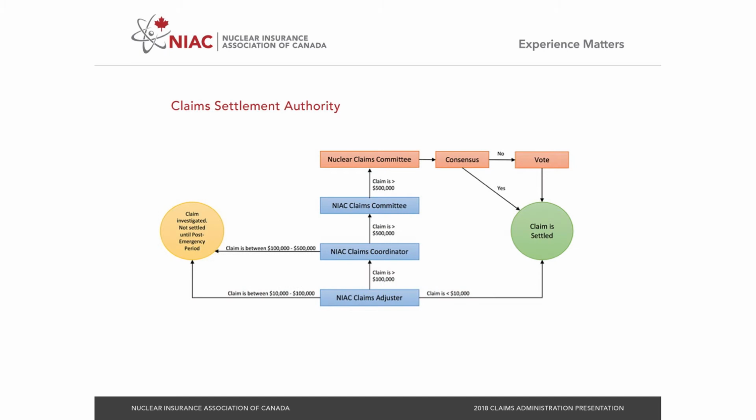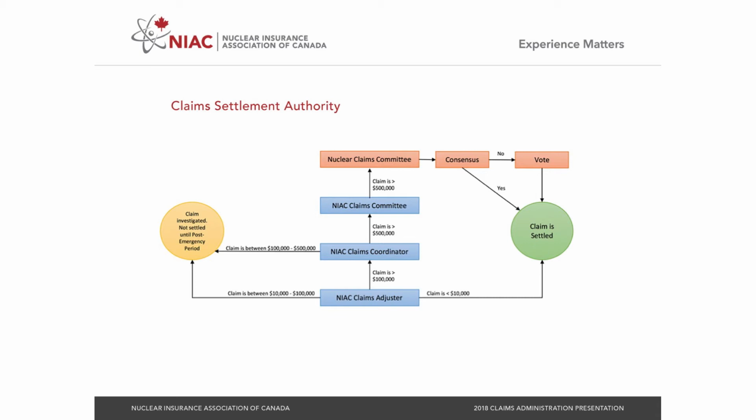This is our claims settlement authority. As you can see, it's pretty traditional, where we've assigned a limit to our adjusters. It will be escalated to our claims coordinator and escalated to the NIAC Claims Committee. Over here, in an emergency situation phase, if we're presented with an extremely large claim that's going to take time to investigate, time to settle, we're going to parking lot that during the evacuation phase and settle that when we reach the recovery phase. So that's what that represents over here.